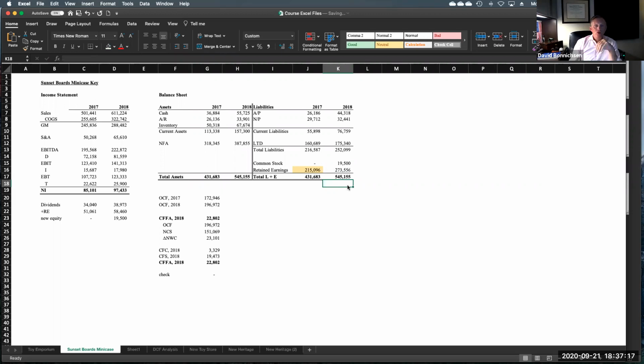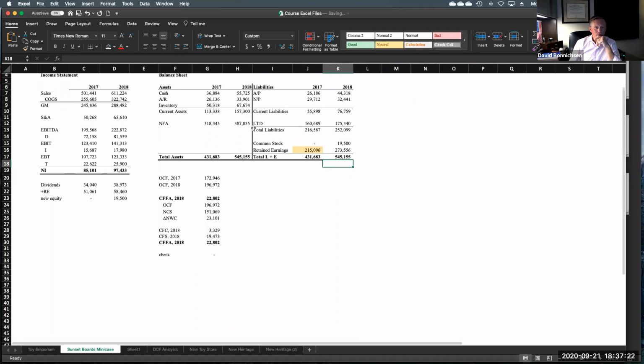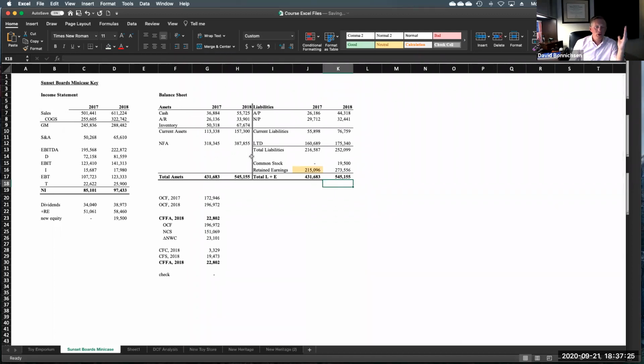Okay? So there's your income statement. There's your balance sheet for Sunset Boards. Then the questions continued. What's the operating cash flow for 2017? Operating cash flow is nothing more than EBITDA less taxes. So EBITDA 195,568 minus your taxes 22,622 gives you OCF of 172,946. So that's how much operating cash flow, like real cash, the firm generated in 2017.